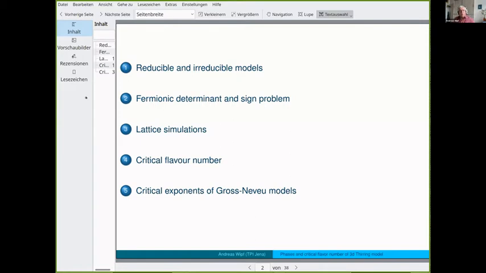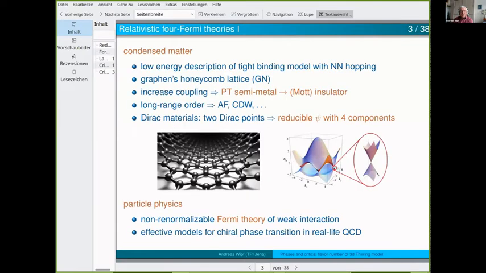Then I will talk a little bit about the fermionic determinant. Then in particular, I will present the lattice simulation. This is the main part of my talk. And we'll discuss the critical flavor number, and I will explain what this critical flavor number is. The last point probably is beyond the time limit. Okay, actually, maybe I can skip this part, which just should again highlight that we are working, if you want, at the interface between different fields in physics, which were separated up to some years ago.